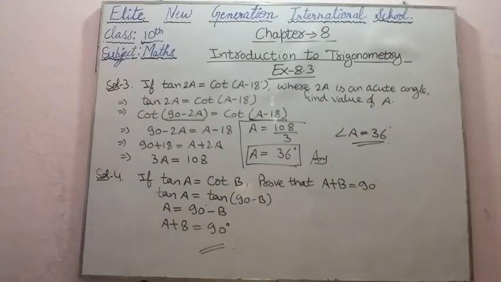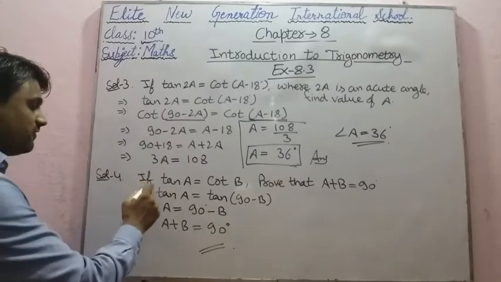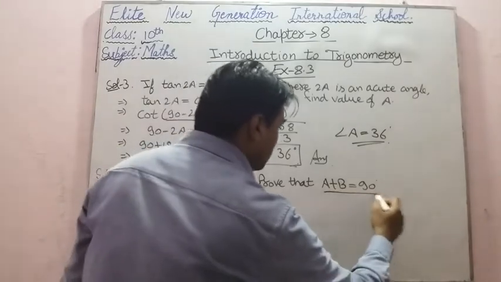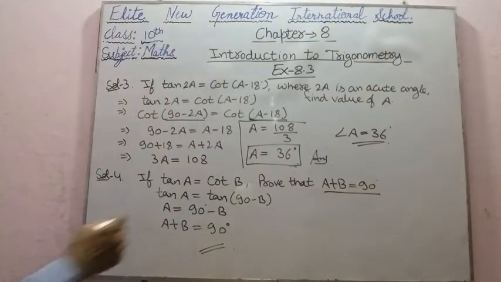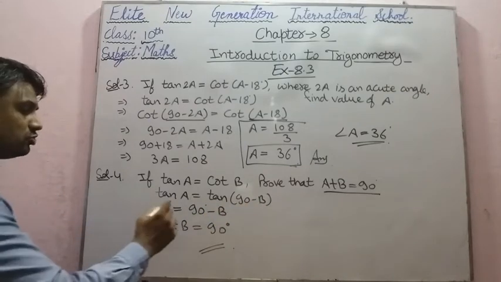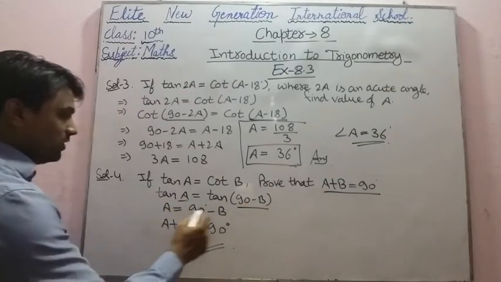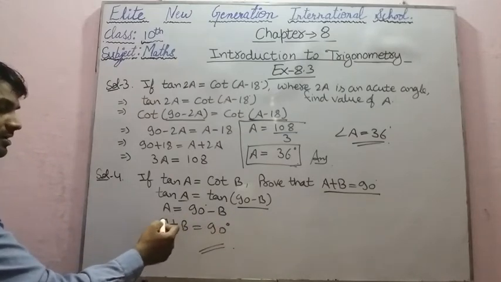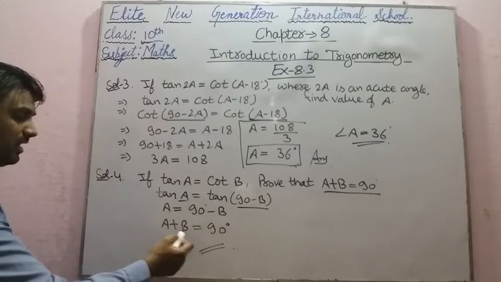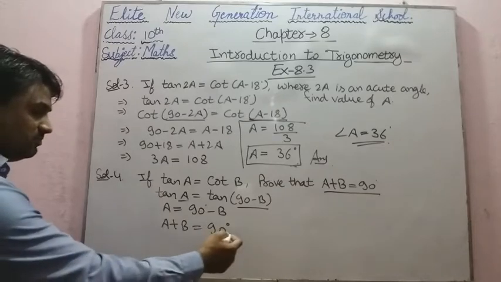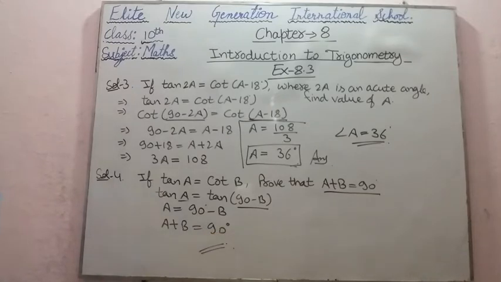Now after this, see question number 4. In question number 4, we are given that if tan A equals cot B, then we have to prove a plus b equals 90. So here this is tan A. Now cot B can be written as tan (90 minus b). So here also, by comparing these angles, a equals 90 minus b. So here minus b will shift towards a, so it will become a plus b. So a plus b equals 90. This is what we had to prove.